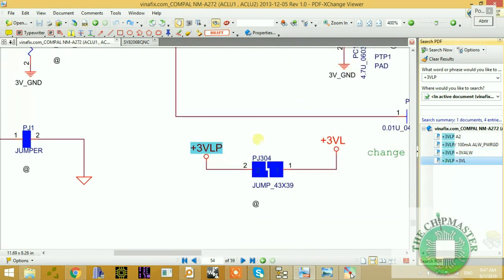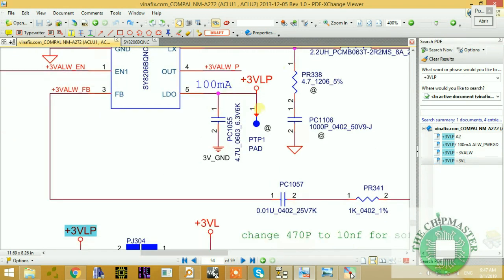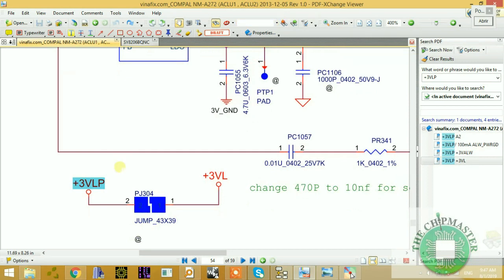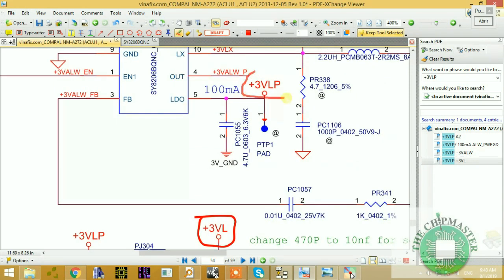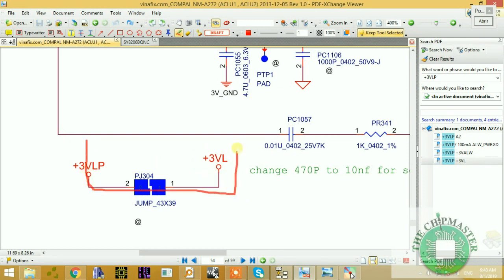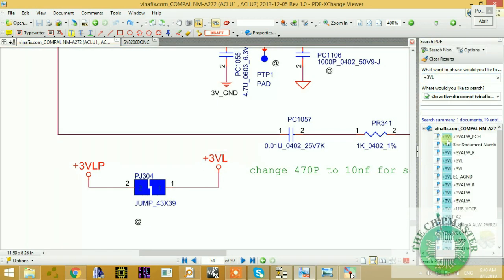After releasing from pin number 5, it comes through this jumper pad. As you can see, this is a test pad, and immediately it is being renamed to plus 3 volt underscore L. So plus 3 volt LP, this is the original name. After coming through this pad, it becomes plus 3 volt underscore L. So let's copy this signal and see the whereabouts of this signal. This is a linear voltage, not a PWM voltage, so keep that in mind.